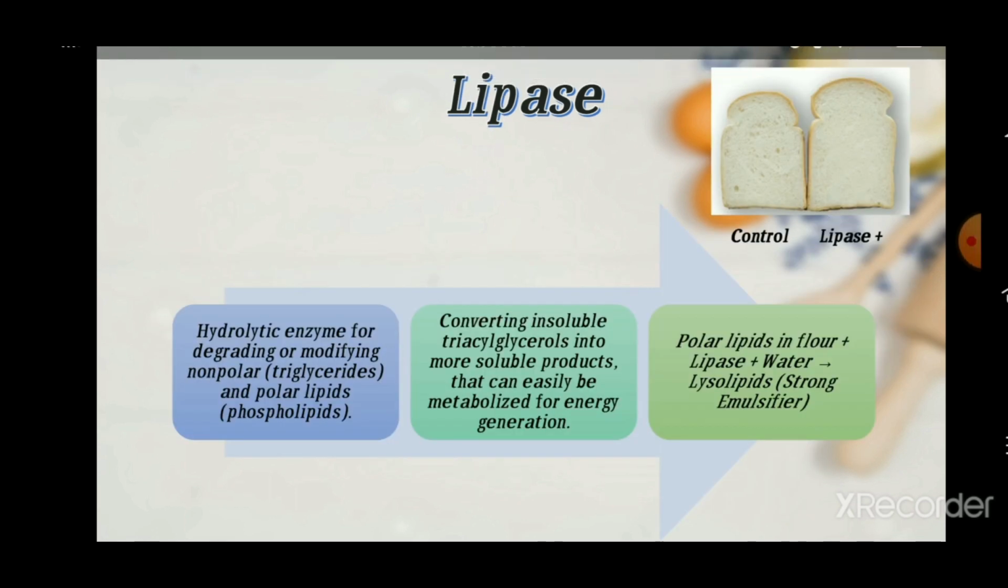Lipase. Lipase is a hydrolytic enzyme for degrading or modifying non-polar and polar lipids, for example, triglyceride and phospholipid. It converts insoluble triglyceride into more soluble products such as glycerol and fatty acid that can easily be metabolized for energy generation. Polar lipids in flour, with lipase enzyme and addition of water, will convert to lysolipid, which helps as a strong emulsifier.